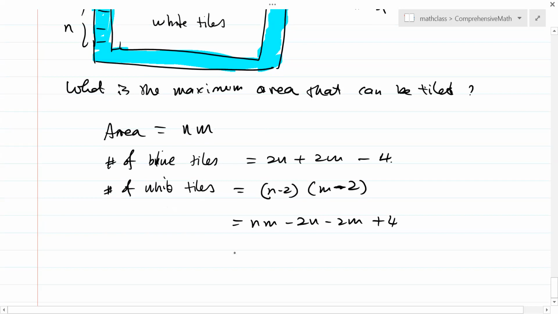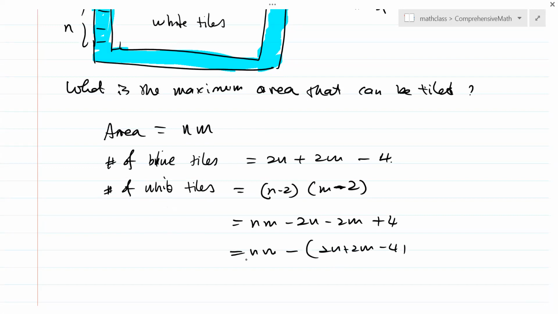Okay, it's actually the same as the total area minus 2N plus 2M minus 4. You see, right? This is the number of blue tiles, and this is the total area. It takes a difference. So they're equal.